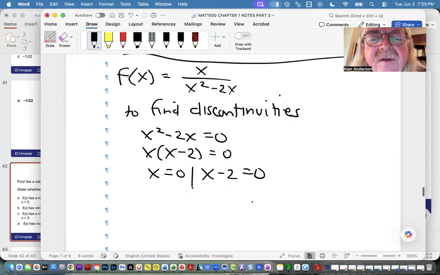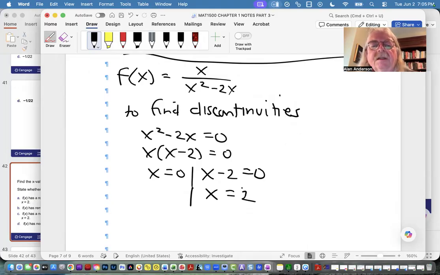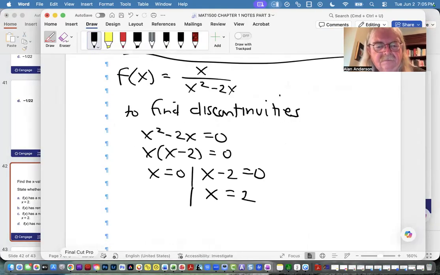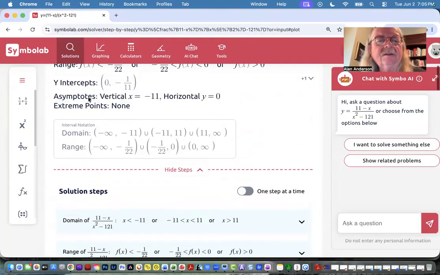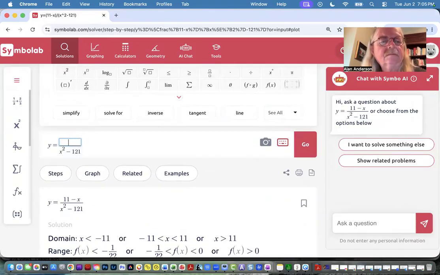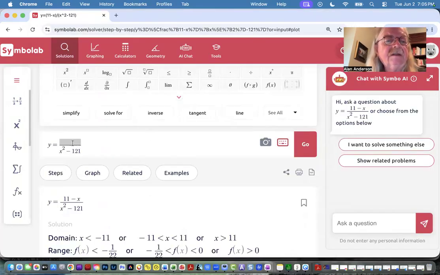So we break it up into those two terms. If x times x minus 2 equals 0, that implies that either of those two being equal to 0 would cause the whole thing to equal 0. So those are the 2 points where we'll have discontinuities, x equals 0 and x equals 2. All right, so let's look at the graph. I'm not too happy about this one either. It's kind of strange. x over x squared minus 2x.